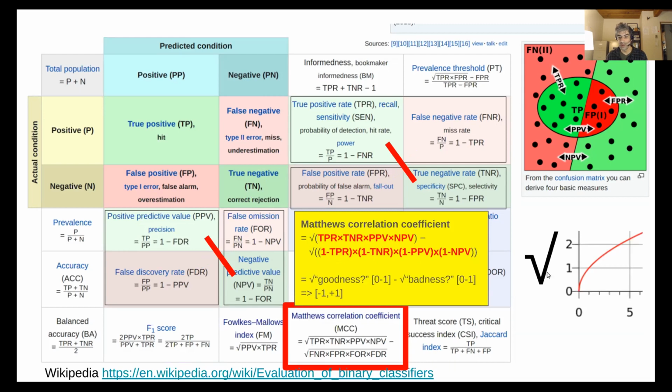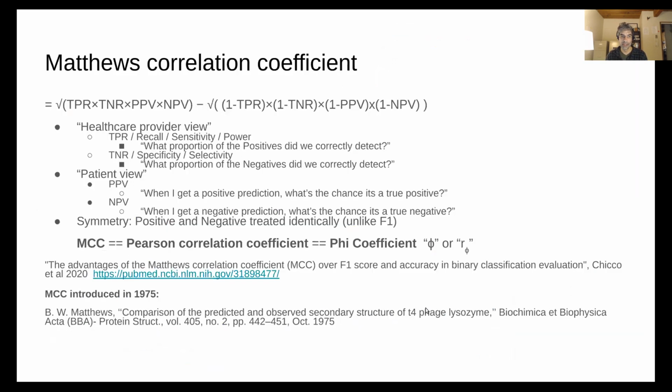And you can see it uses the square root. What the square root does is it sharpens it near 0, so it's more sensitive at 0. At 0, a small change results in a big difference in MCC. So MCC is a very sensitive metric. It's also called the Pearson correlation coefficient, or the phi coefficient, and it was introduced back in '75. It combines the healthcare provider view and the patient view, what I call those two views. But there's some symmetry here: positive and negative are treated identically, unlike some other measures that don't treat the positive and negative in the same way. So you may or may not want that.